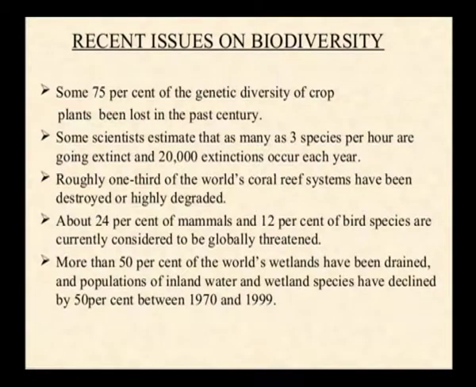About 24% of mammals and 12% of bird species are currently considered to be globally threatened. More than 50% of the world's wetlands have been drained, and populations of inland water and wetland species have declined by about 50% between just 1970 and 1999.